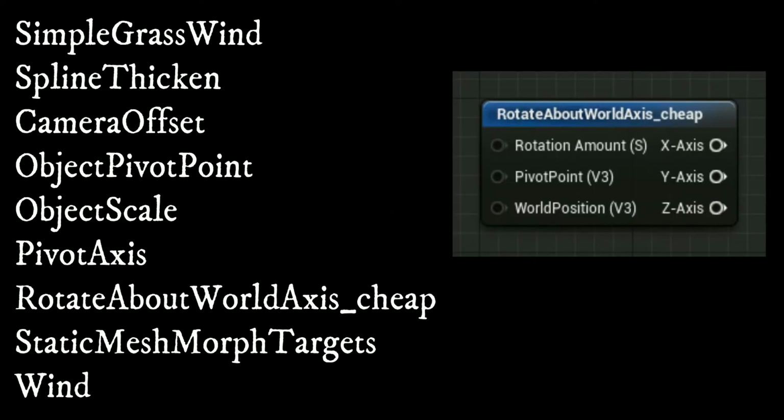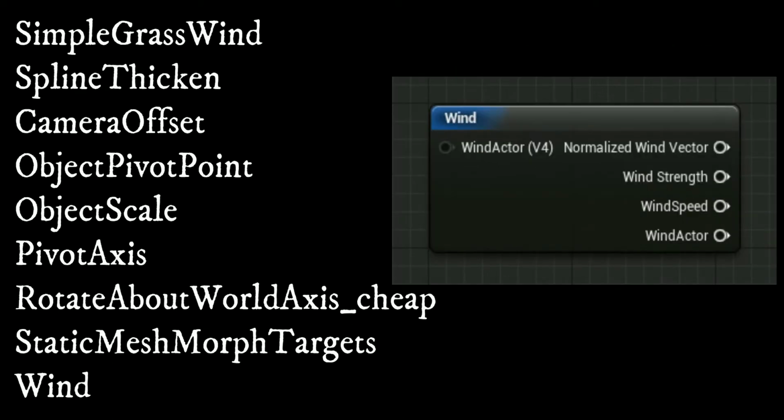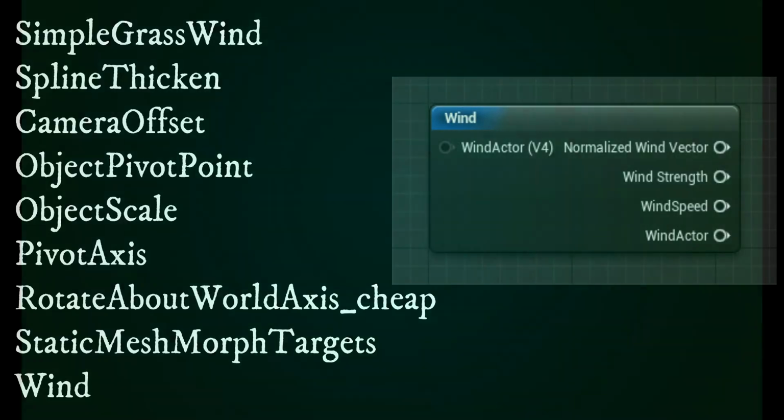The rotate about world axis _cheap function cheaply rotates objects around world axes. Input the angle you would like to use and attach the output to world position offset. The static mesh morph targets function unpacks morph target data that was added in via 3ds Max's morph packer max script. The wind function provides separate outputs for wind strength, speed multiplied by time, and a normalized wind vector.